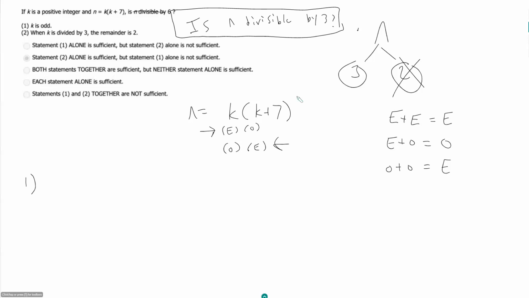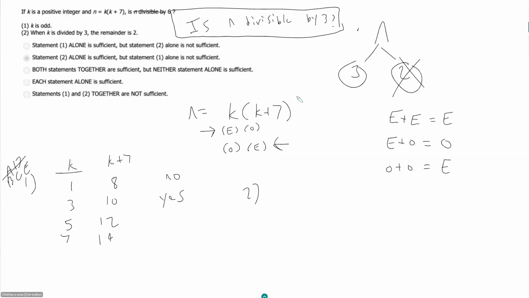Statement 1 says, k is odd. So what are some possibilities for k? k can be equal to 1, 3, 5, 7. In each of these cases, what is k plus 7? 8, 10, 12, 14. So in the first case, it doesn't look like I have my 3, because neither 1 nor 8 is a multiple of 3, so this would be a no. But here I definitely have my 3, because k is equal to 3. So I got a yes, and this is insufficient.